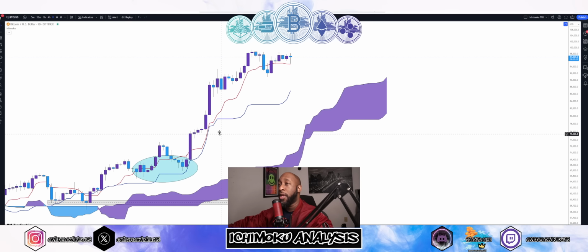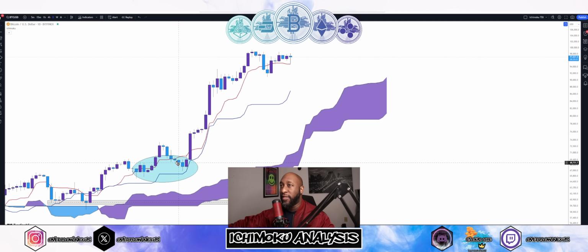And today I'm going to be giving you guys an Ichimoku cloud trading strategy that's going to get you guys some big profits. Let's check this out. So right now we're looking at Bitcoin. We're going to be focusing on this blue zone here. And this is the zone that I like to look for my trades.